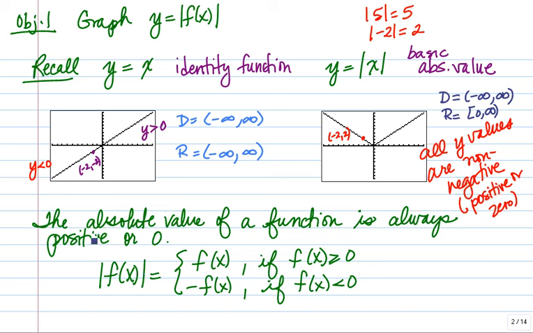So we can state it here. The absolute value of a function is always positive or 0. And the way we can define it mathematically is this. The absolute value of f of x, remember, absolute value of f of x, we're talking about absolute value of y, is equal to y if y is greater than or equal to 0. But the absolute value of f of x, or absolute value of y, is the opposite of f of x, which is really the opposite of y, if y is less than 0.